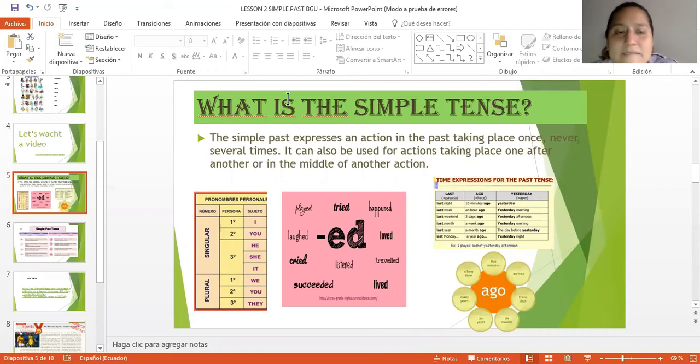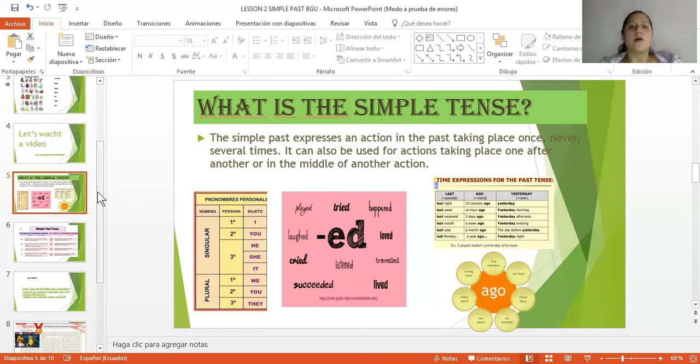Tell me, Gabriel. Que se aumenta la ED o la D. Yes, good. Another one. What happens when we use the verb to be? Yes, we are going to use was with the singular form, and with the plural, we are going to use were.